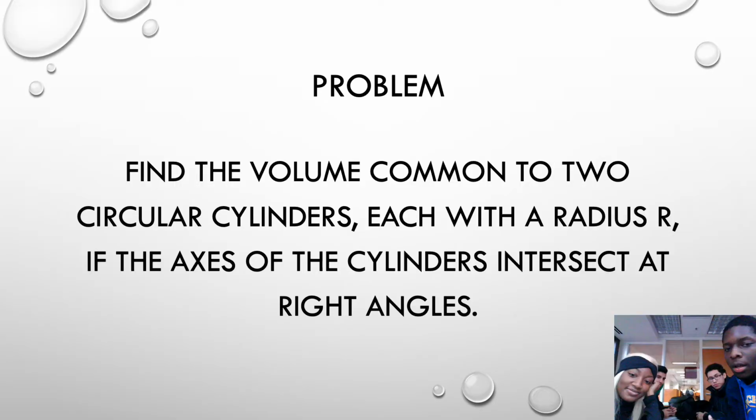Today we'll be talking to you about Project Problem 3. Our problem is to find the volume of the common region of two circular cylinders, each with a radius of r, if the axes of the cylinders intersect at a right angle.